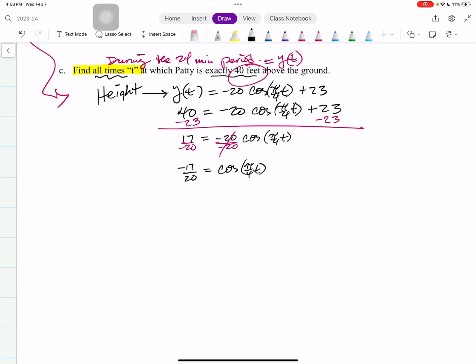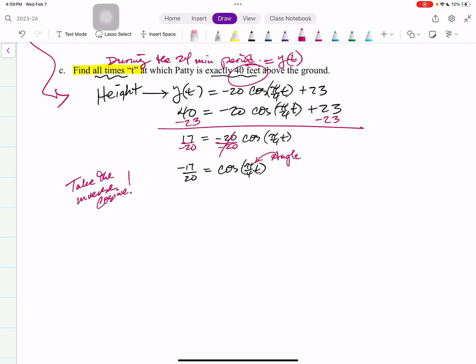Okie dokie, so now what we want to do is take the inverse cosine here. So take the inverse cosine and set it equal to pi/4 t, because this is our angle. So let me make a little note here. This is what we got to find. This is an angle. All right, and so to solve for pi/4 t, we got to take the inverse cosine. So using the inverse here, let me just make a note of this. So take the inverse cosine. Okay, that's how you solve for your angle.